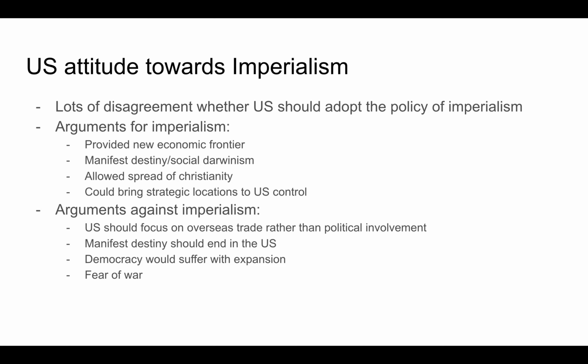U.S. attitude towards imperialism. There was lots of disagreement whether the U.S. should adopt the policy of imperialism. There were some arguments for imperialism, such as it provided a new economic frontier, it manifests destiny and social Darwinism, it allowed for the spread of Christianity, and it could bring strategic locations under U.S. control. There were some arguments against imperialism, such as the U.S. should focus on overseas trade rather than political involvement, manifest destiny should end in the U.S., democracy would suffer with expansion, and a general fear of war.